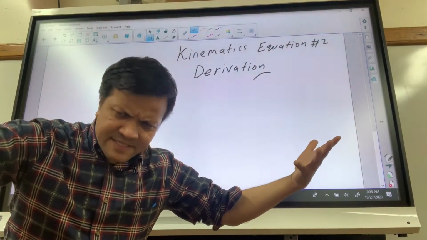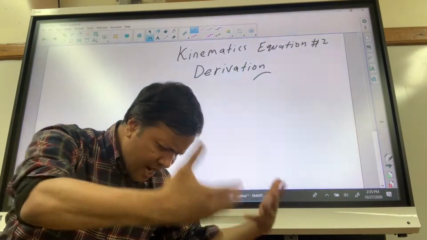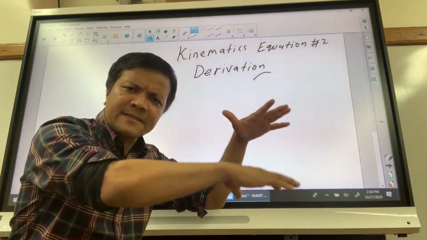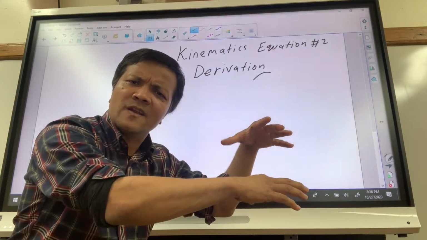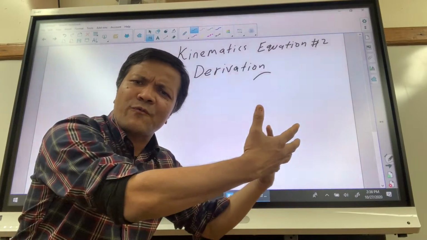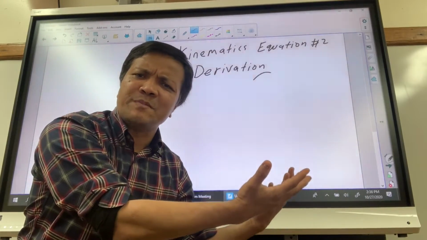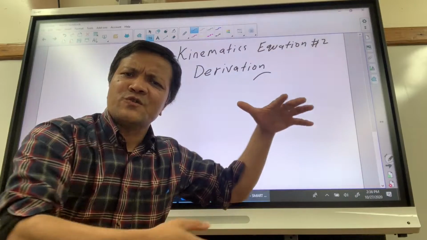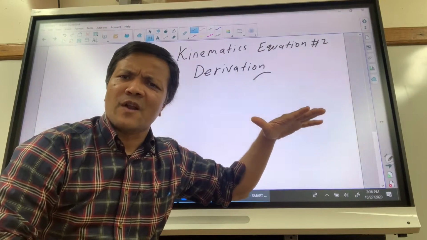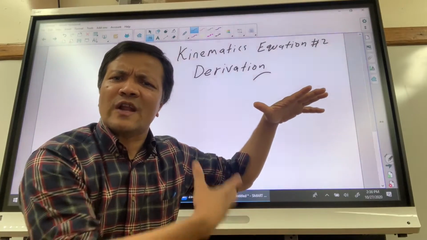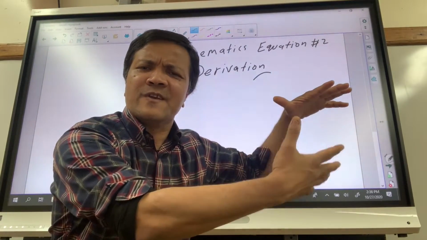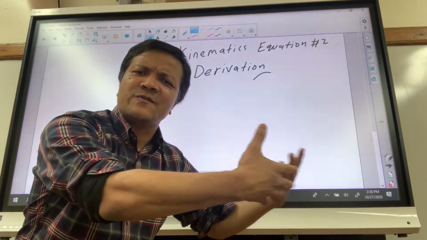Galileo in 1620 hypothesized that an object in free fall behaves d proportional to t squared. What does that mean? That means when you drop an object, it is in free fall because you dropped it in space and you allow it to fall under the influence of gravity.